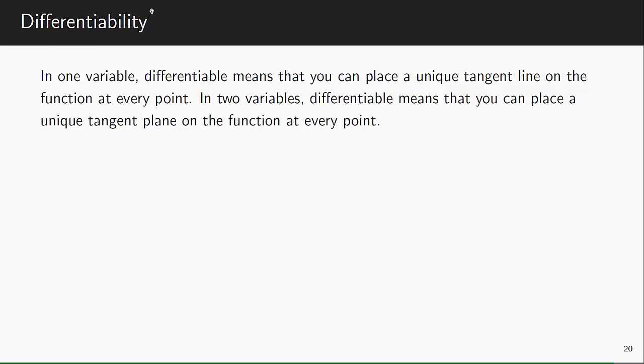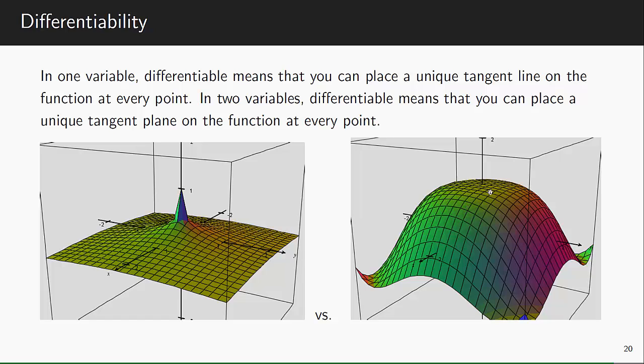Okay, so a little bit more about differentiability. In one variable, differentiable means you can place a tangent line on the function at every point. In two variables, differentiable means you could place a unique tangent plane on the function at every point. That's a natural extension of the notion of differentiability to 2D functions. So essentially, we want something that's smooth like this, not cuspy like that. This function is probably differentiable everywhere except at that cusp. Whereas this one looks like it's differentiable even there at 0, 0, and smooth everywhere else.